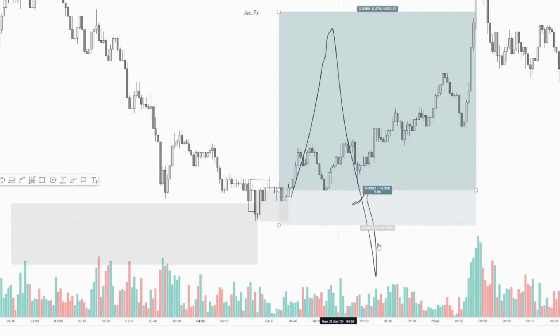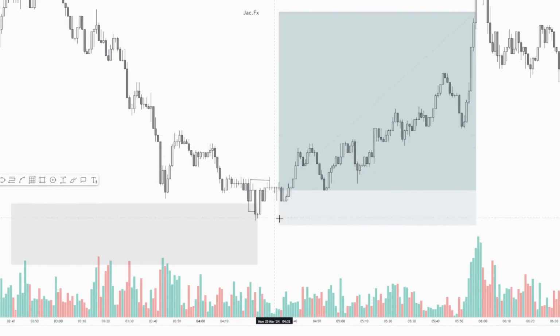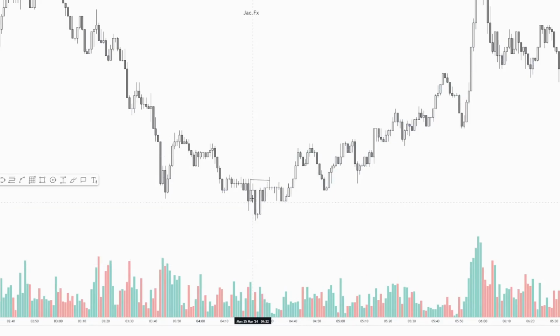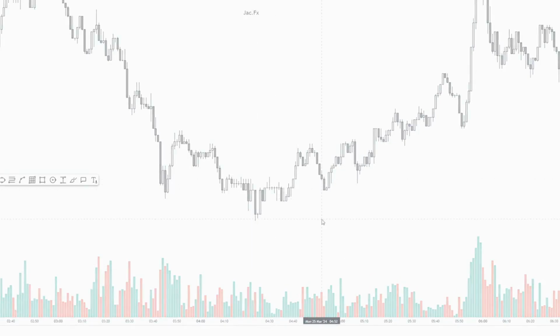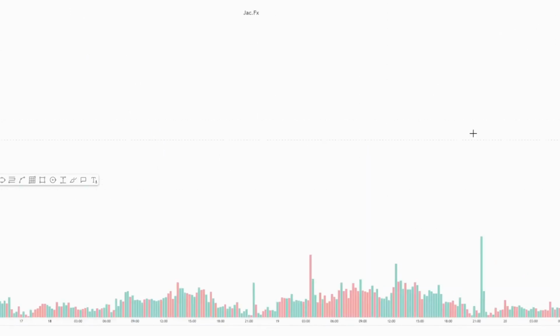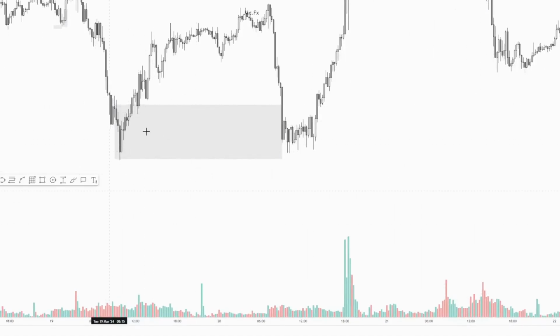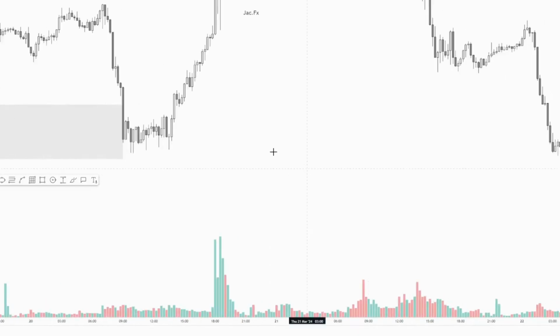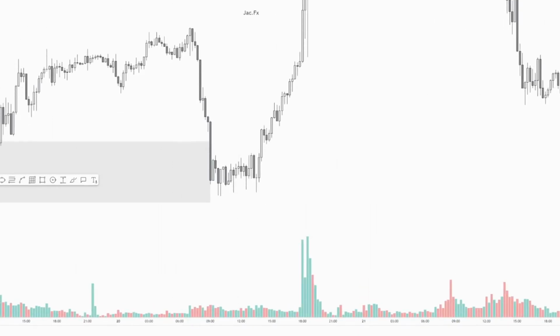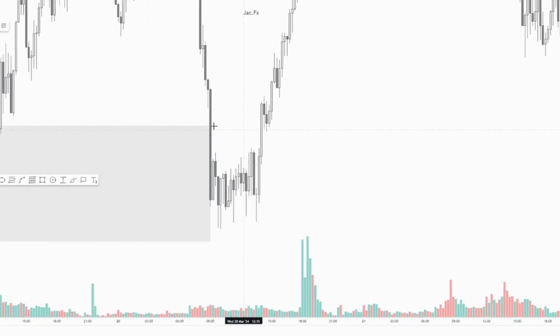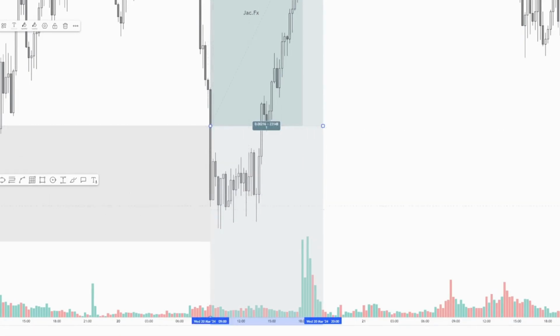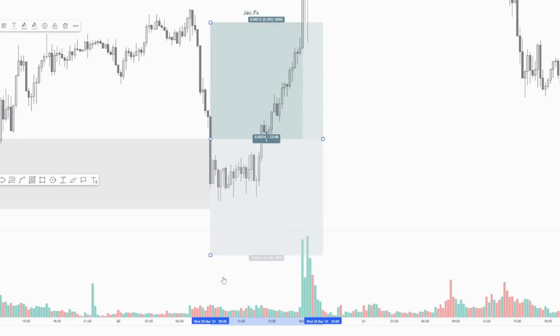Alright, boom. So let me show you another example of a 15-minute CHoCH in a 4-hour demand or supply. So boom, what can we see here? We have a 4-hour demand zone, and we can see price comes down. So as I said, we do not take trades just at the entrance of the zone, because we want confirmation. We don't want to be idiots.